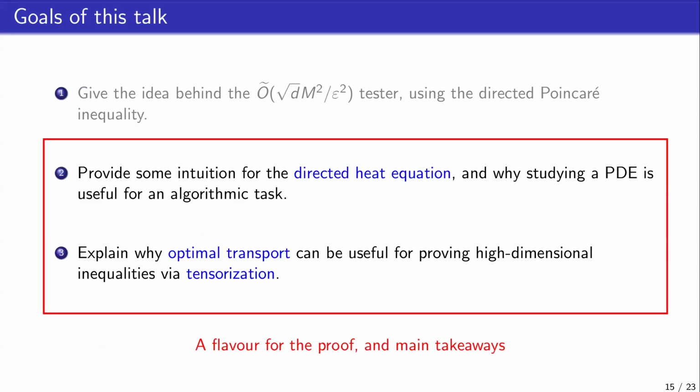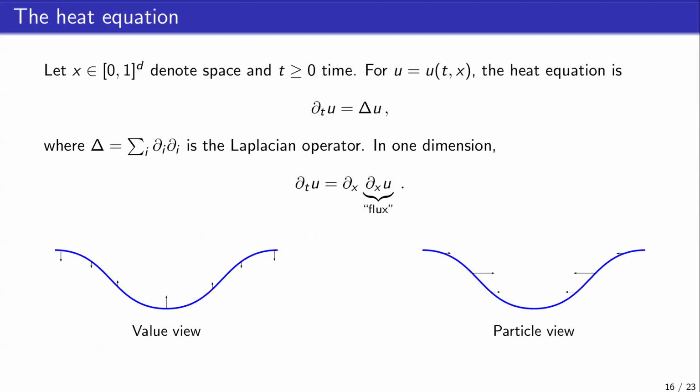Now with the algorithm part covered, let me give you a little bit of intuition for how the proof of the Poincaré inequality goes, and talk about those two ingredients that I told you about, to give you a flavor and the main takeaways, in my opinion, from this proof. So for that, let me start by telling you about the heat equation, which is the PDE that really inspires this work. So the heat equation has the following form.